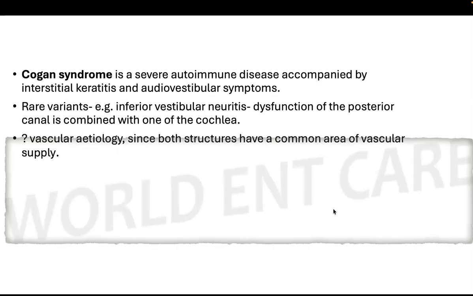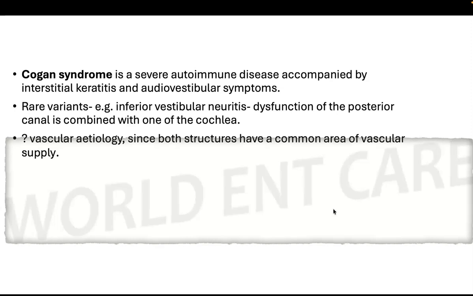Then we have Cogan syndrome. It is a severe autoimmune disease that is accompanied by interstitial keratitis and audiovestibular symptoms, that is, hearing disorders are very prominent here, and it occurs mostly in young adults. They have a good response to high dose corticosteroids, like any other autoimmune disease, and you give other immunosuppressive agents also here.